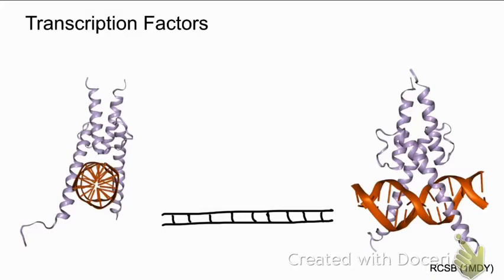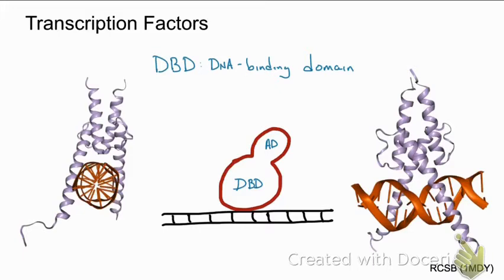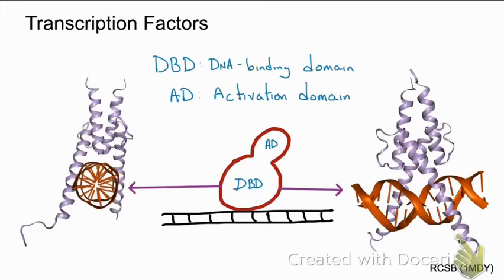MyoD, like other transcription factors, contains two domains that are known as the DNA binding domain and the activation domain. In these images here, the DNA binding domain is the region that's bound to the DNA. And the activation domain in this case is actually this little tail on the end of MyoD.